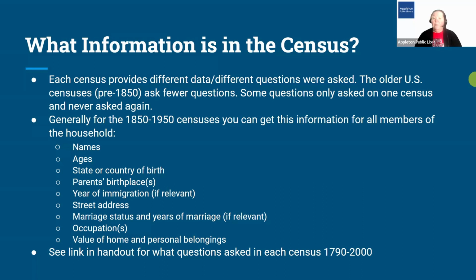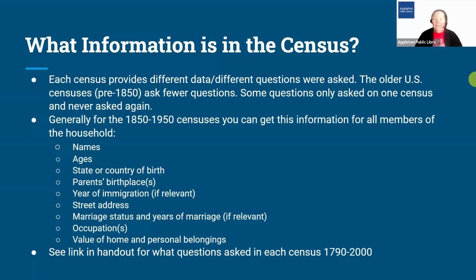In those censuses from 1850 to 1950, you're going to find the name of an ancestor, their age, their state or country of birth, their parents' birthplaces, the year they immigrated if they are an immigrant, their street address, their marital status, and sometimes how many years they've been married, their occupation or occupations if relevant, and the value of their home and personal belongings. But keep in mind that information is from that time period, so although it might say $200, that's not in today's terms of $200.